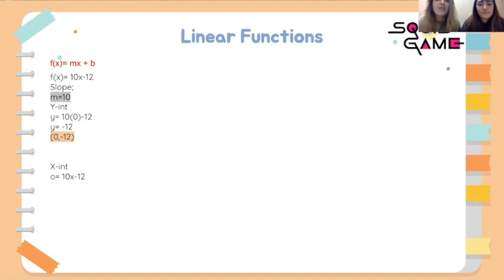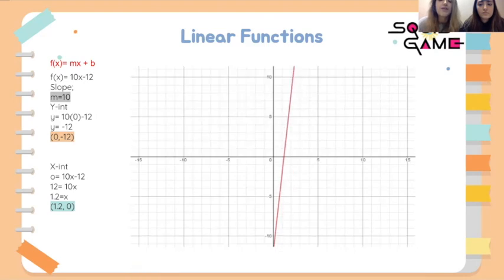X-intercept: replace the y with 0. So there we have it. Move the minus 12 to the left side as 12. Passes dividing, and we have x equals 1.2. X-intercept is (1.2, 0). Let's plot it in the graph. There we have the line that intercepts. The domain will always be minus infinity, infinity, as well as the range.